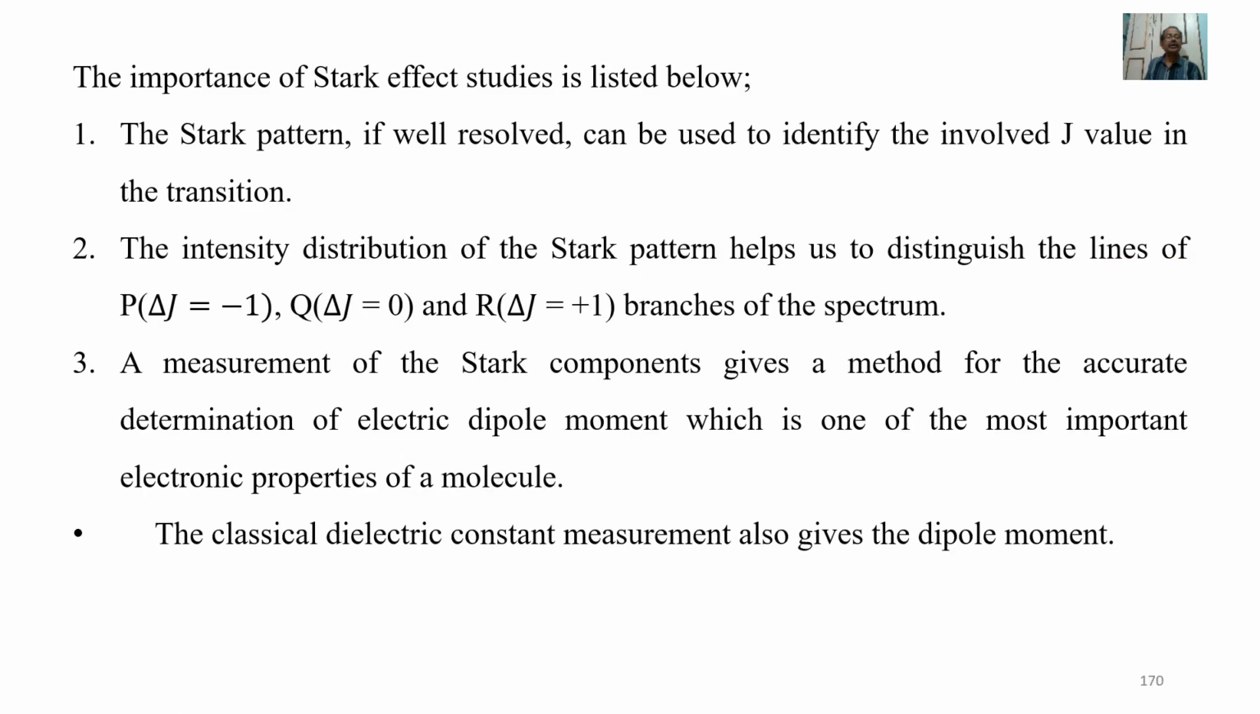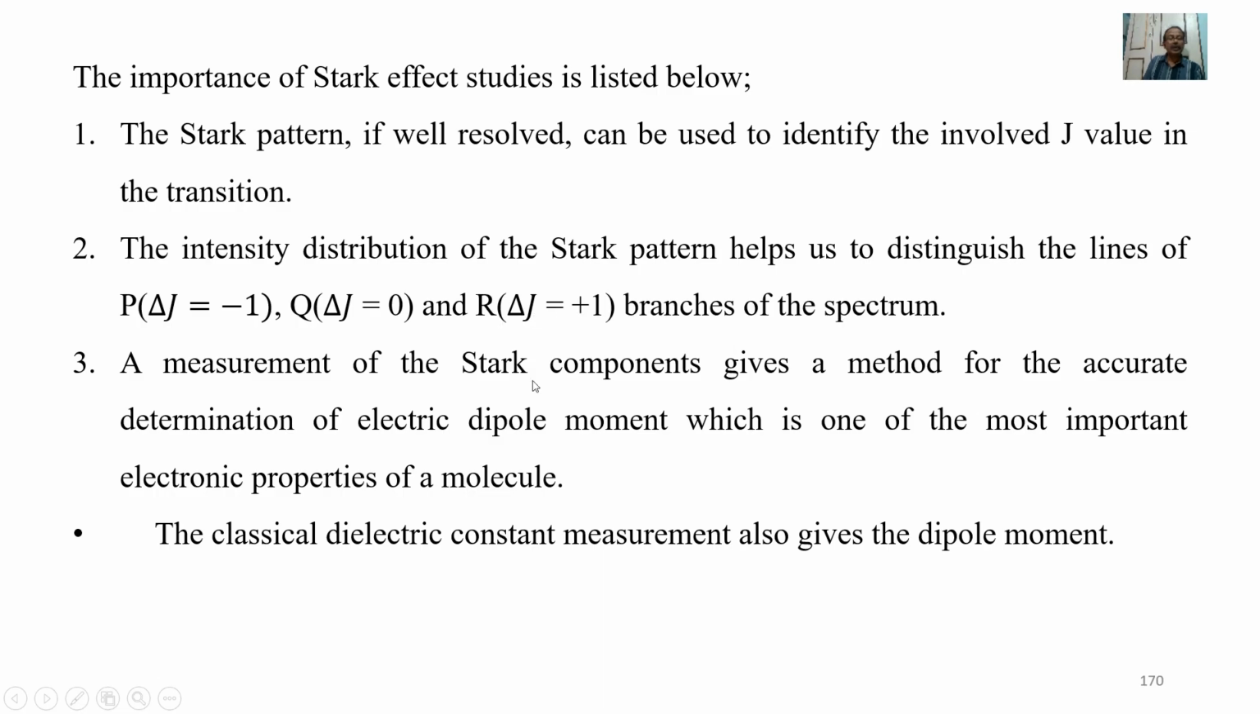The importance of Stark effect studies is listed below. The Stark pattern, if well resolved, can be used to identify the involved J value in the transition. The intensity distribution of the Stark pattern helps us to distinguish the lines of the P branch, which is nothing but del J minus 1, the Q branch, del J equals 0, and the R branch, which is nothing but del J equals plus 1, branches of the spectrum.